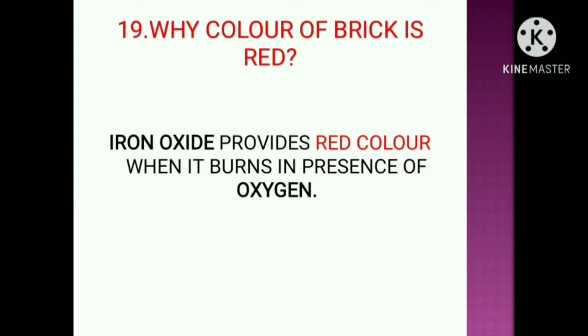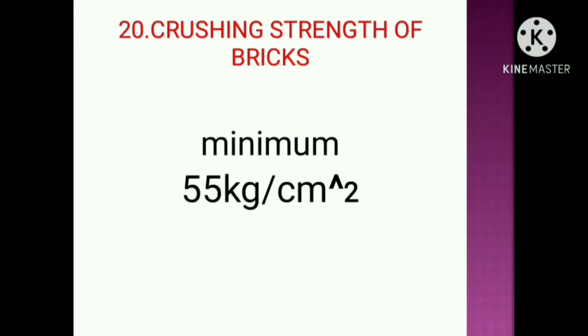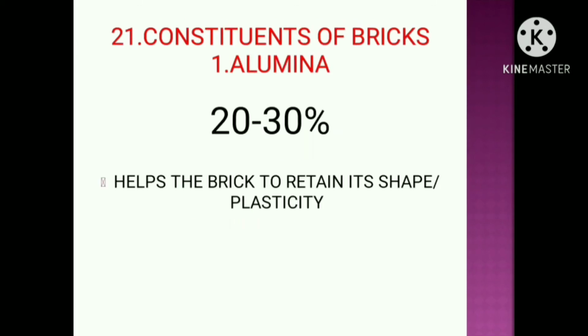As I have earlier told about this in the cement video, if you have not seen yet, the link is given in the description. Please check it. So basically iron oxide provides red color to the brick when iron oxide burns in presence of oxygen. In case of cement, the iron oxide is burnt in absence of oxygen. Next, crushing strength of bricks. It should be minimum 55 kg per centimeter square.